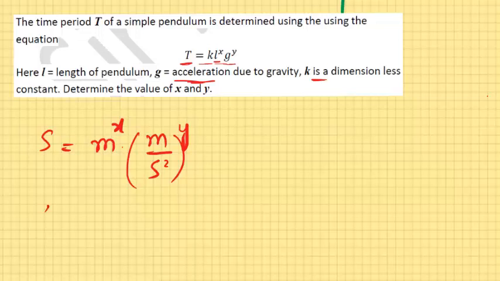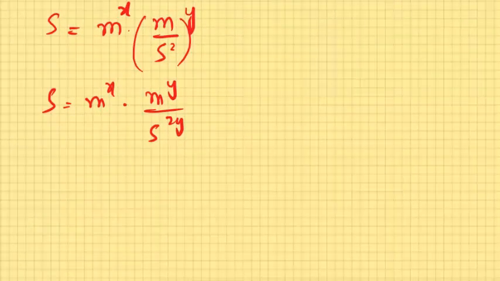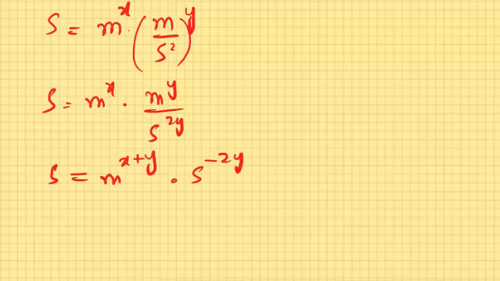With this equation I need to figure out the values of x and y. So let's see how I'm going to do this. This gives s equals meters power x, meters power y, and seconds power 2y. This y gets multiplied to the power of both meters and seconds. So meter power y is meter y, and second square power y is second power 2y. Now this equation can also be written as s equals meters power x plus y, because when two terms with the same base but different powers are multiplied, we add the powers. So m raised to the power x and m raised to the power y is equal to m raised to the power x plus y, and this second will have power minus 2y, because I have moved this second power 2y from the denominator to the numerator.